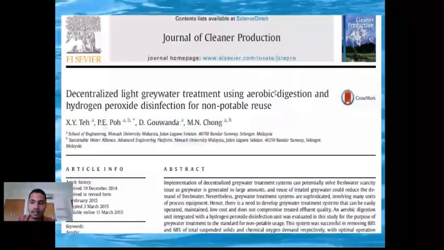Now we will go through a case study of how the secondary treatment of grey water can be very useful in reducing the overall domestic waste. The paper name is Decentralized Light Grey Water Treatment using Aerobic Digestion and Hydrogen Peroxide Disinfection for Non-Potable Reuse.